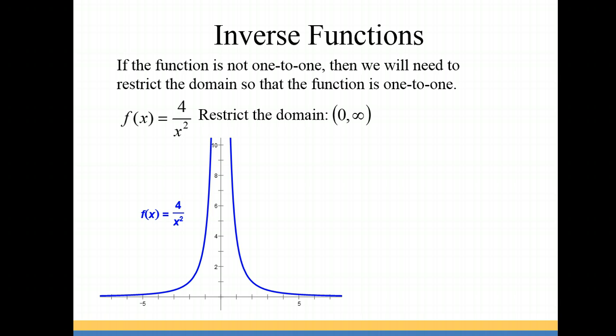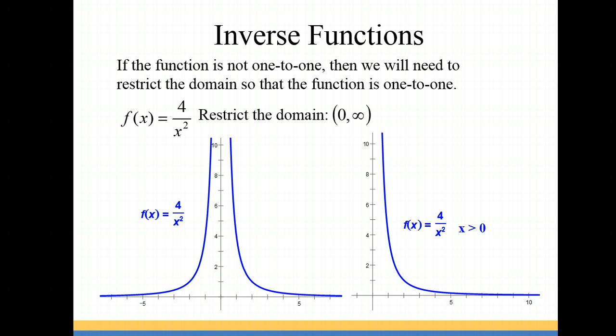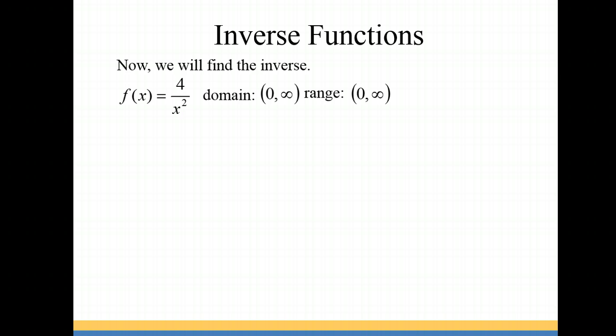So if we have our domain be strictly greater than 0, we would only be taking the right side of the graph. And that part of the graph is 1 to 1. Now we can go ahead and proceed to find the inverse.